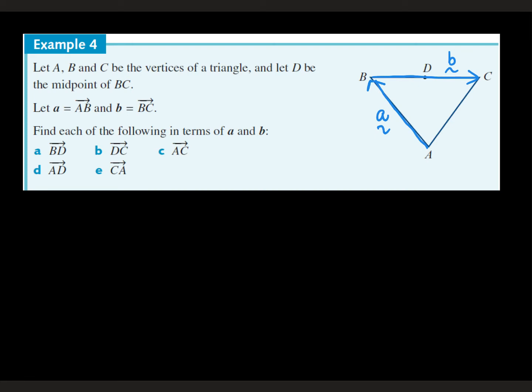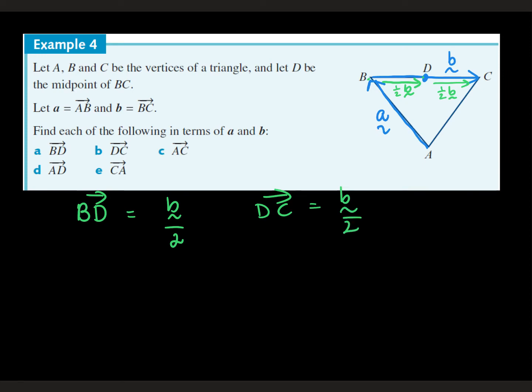B to D, well this here, D we're told is the midpoint of B and C. So what can we say? We can say this little bit here is going to be half of vector b, isn't it? So it's going to be half of b, and this one here is going to be half of b. So what is B to D going to be? B to D is going to be half of b, or vector b on 2, and D to C, again, is going to be half of vector b.